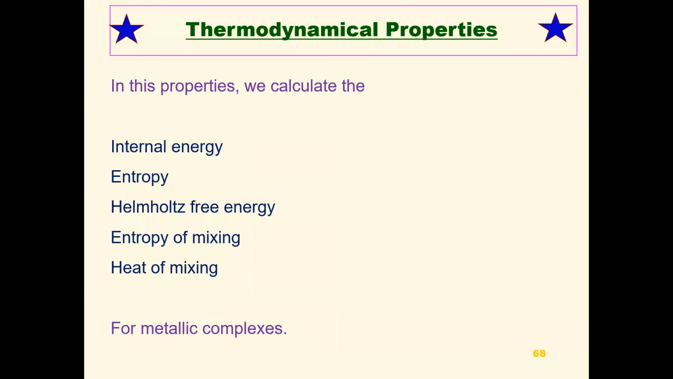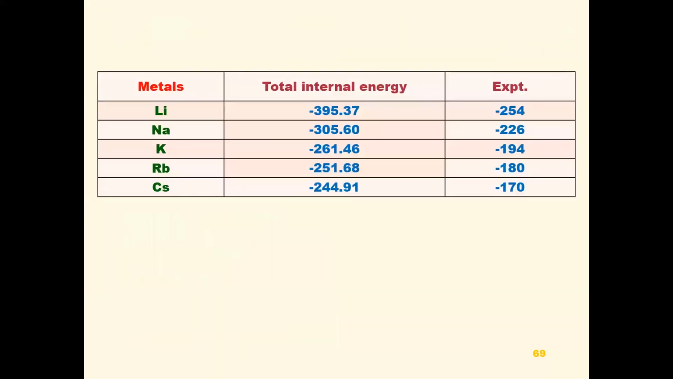In thermodynamical properties, we calculate the internal energy, entropy, Helmholtz free energy, entropy of mixing, heat of mixing, etc., for any of the metallic complexes. The total energy of each of the elements is seen here, and it is compared with the experimental one.